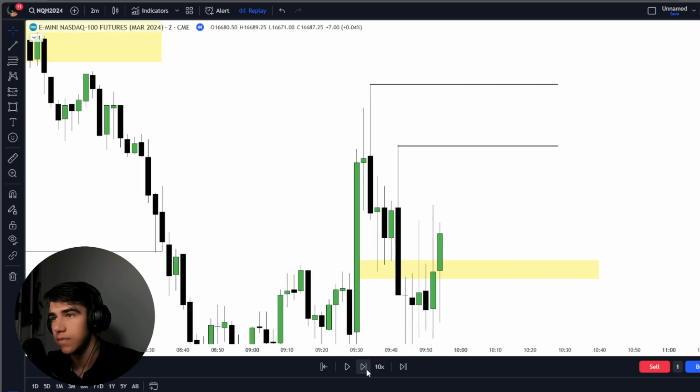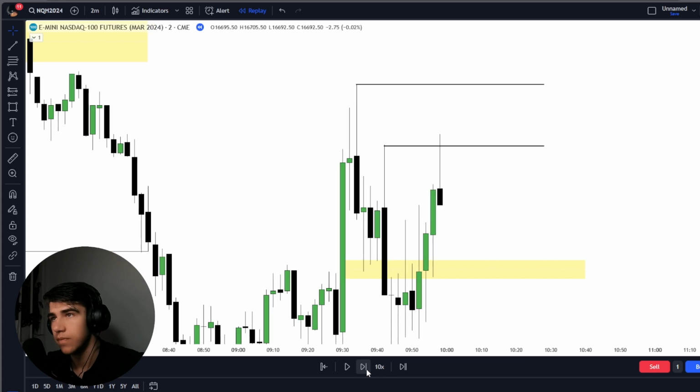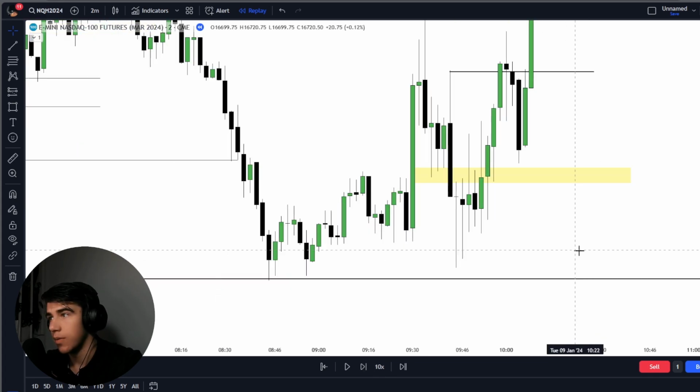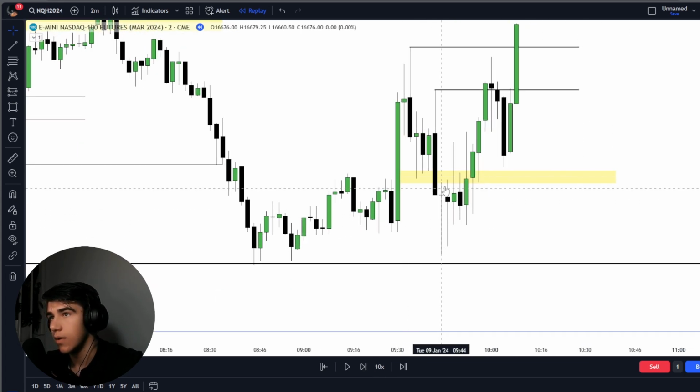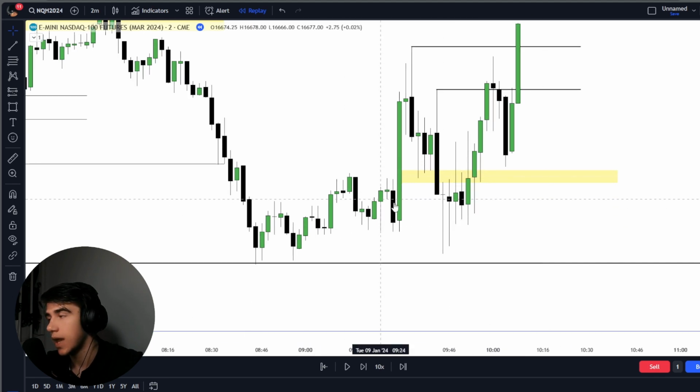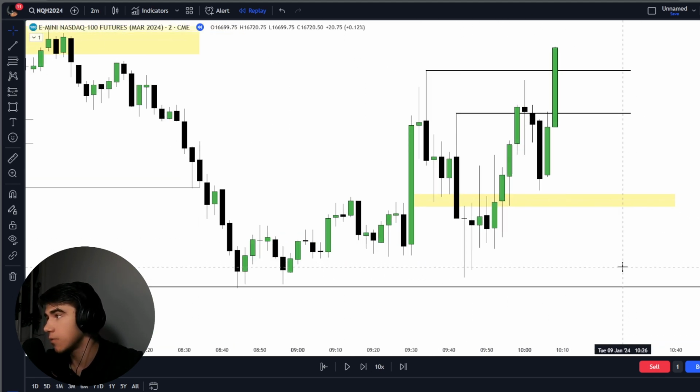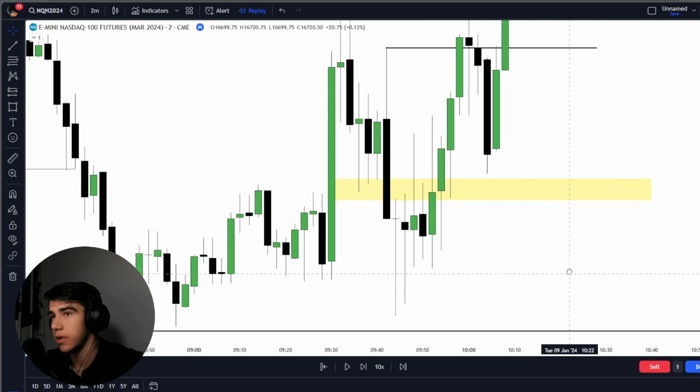Let's see. And in fact, it was. So again, all I'm looking for is what PD arrays are we violating, what are we displacing below, and what are we failing to displace below, right?